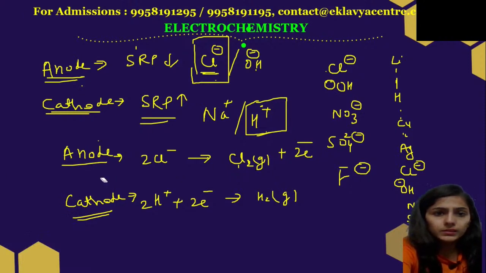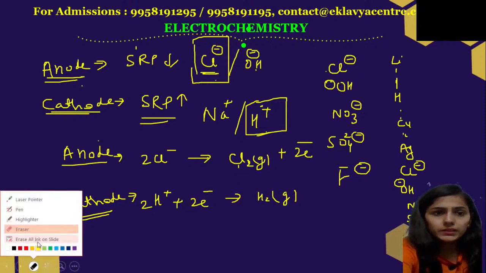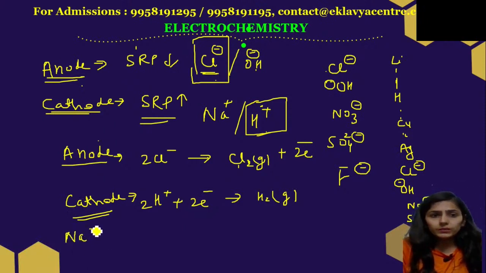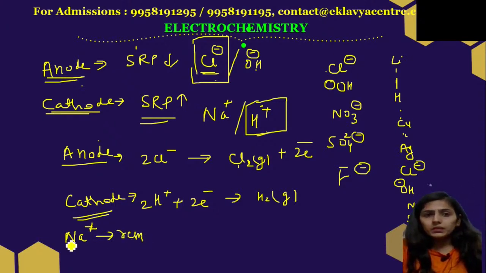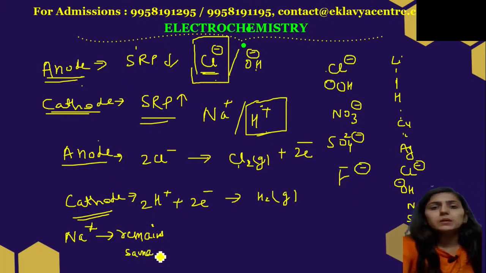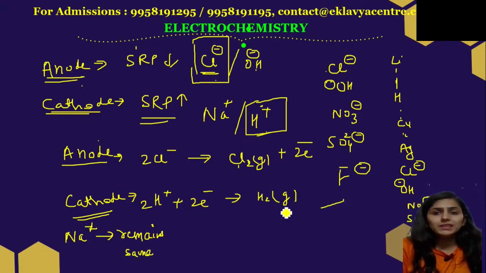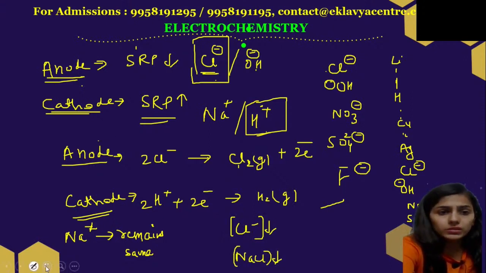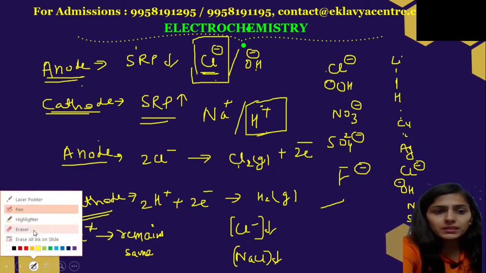So the following observations can be made: the concentration of Na positive remains the same throughout. But if somebody asks you the concentration of Cl minus, it is decreasing. The concentration of Cl minus is decreasing, and also that of NaCl is decreasing because chloride ion is decreasing. But the concentration of Na positive remains the same throughout.